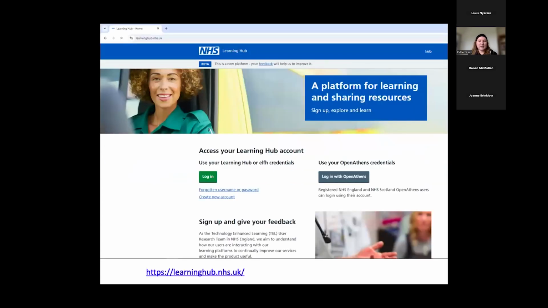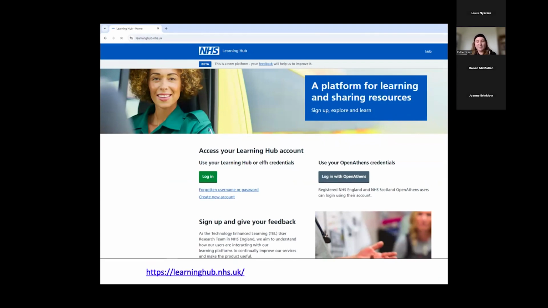So in order to access it, you need to go to the Learning Hub. The Learning Hub is an online platform that hosts the pathology portal, and you can sign up to the Learning Hub. If you have never signed up to the Learning Hub before, you just need to have an NHS or an academic email, and it's really easy to sign up to it. If you already have an e-learning for health login, then that will work, or you can also use Open Athens as well. So fairly simple to sign up to the Learning Hub.